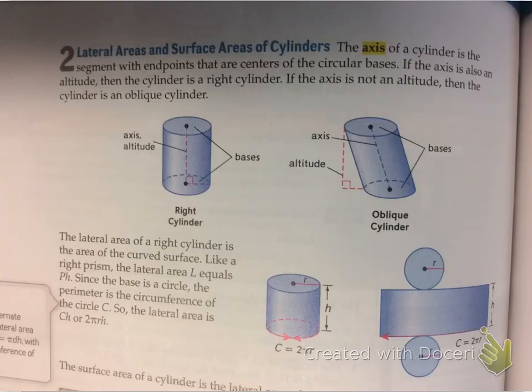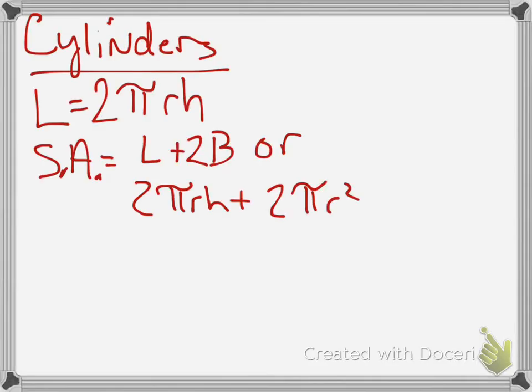Alright, so now let's look at cylinders. Cylinders are circular type things. Again, the distance between the two circles is the height, and your bases are the circles. Okay, so how does this work? For cylinders, the lateral area is 2 pi r h, so 2 times pi times the radius times the height. The surface area is the lateral area plus 2 times the area of the base, or 2 pi r h plus 2 pi r squared. I like this one better because I think it makes things a little bit straightforward.